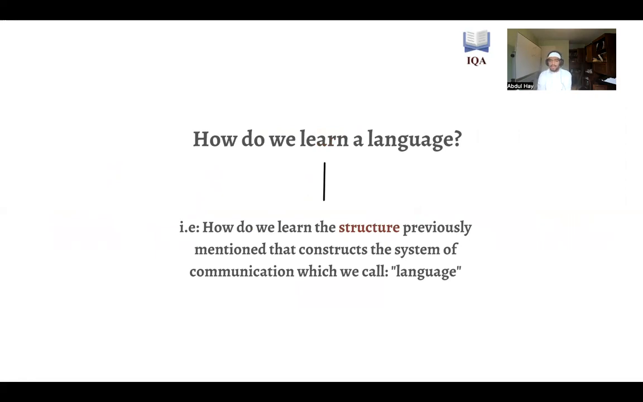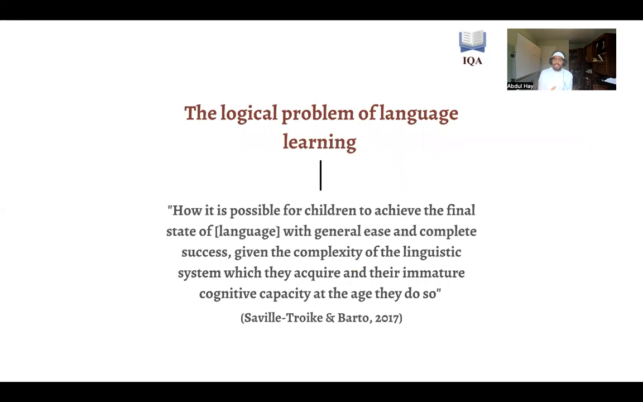That is, how do you learn the structure previously mentioned that constructs the system of communication, which we call a language? More specifically, how does a child, how did we learn English or French or whatever the first language may be when we were so young? And this is called the logical problem of language learning. What's the logical problem of language learning?